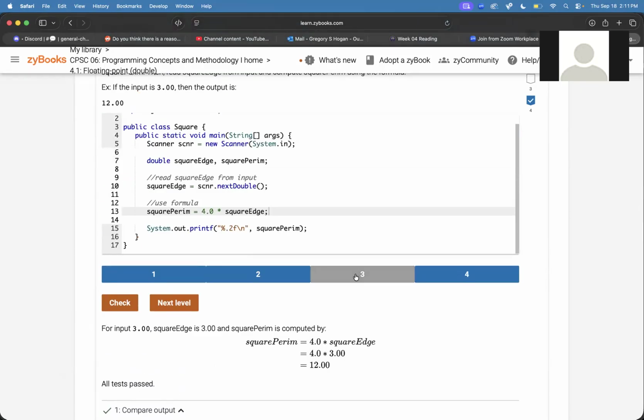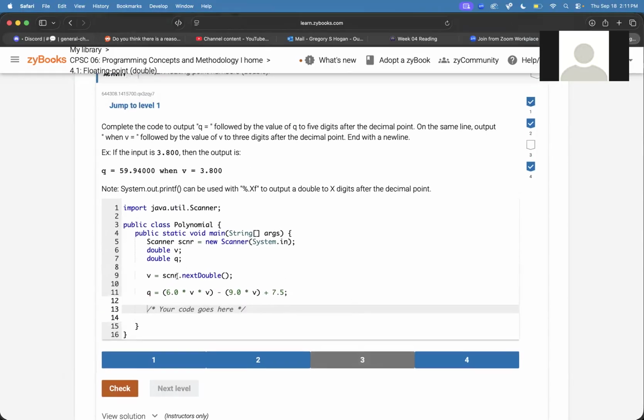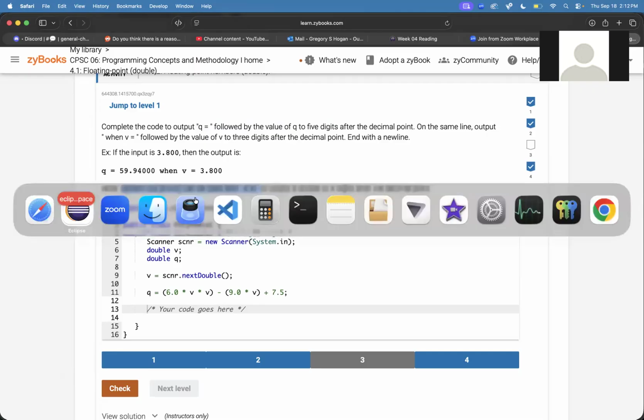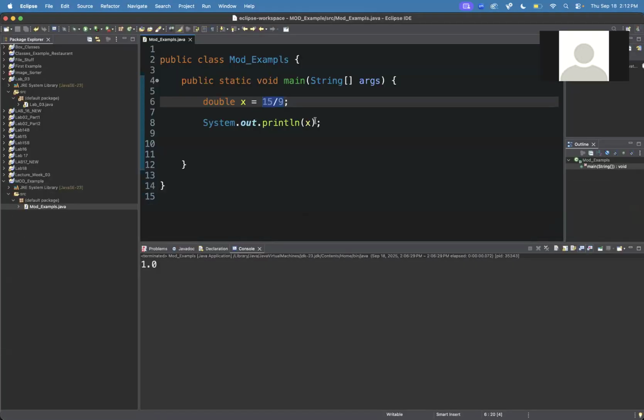Let's do number 3. Oh, they got a lot of math here. So here's what it says. Complete the code to output Q equals, followed by the value of Q to 5 digits. So in order to do this, we need to use printf, as it says here. Now, I'm going to go back to Eclipse momentarily to demonstrate something, but then we'll be right back. So let's just use this one again, where this is correct.